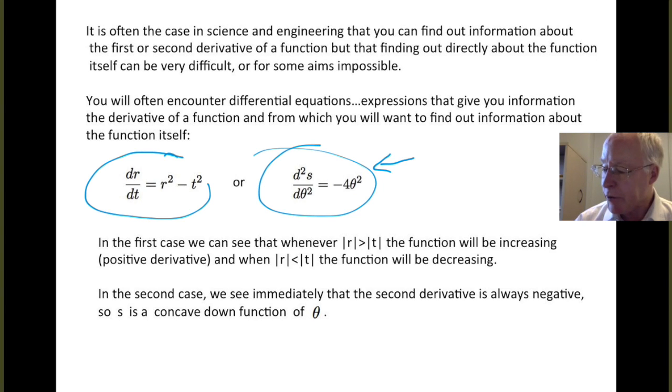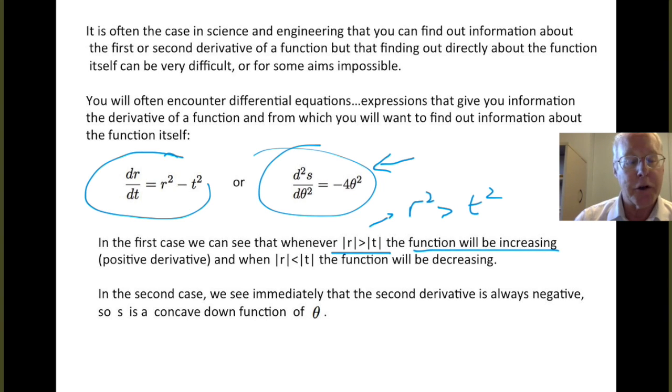In this first case, you can see that if absolute value of r is greater than absolute value of t, then r squared is greater than t squared. So r squared minus t squared will be positive, and so this function will be increasing when absolute value of r is bigger than absolute value of t. It'll be decreasing in the other case, where absolute value of r is less than absolute value of t. In the second case, we have information on the second derivative. Minus 4 theta squared can never be positive, so it's going to be negative. And so in this case, we'll know that whatever this function looks like, it's going to be concave down.